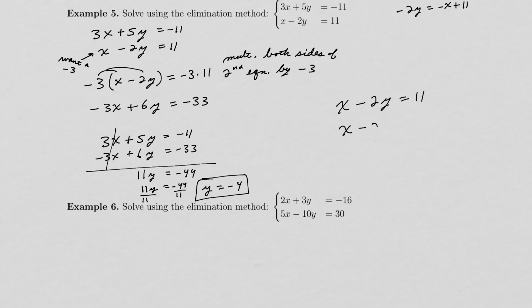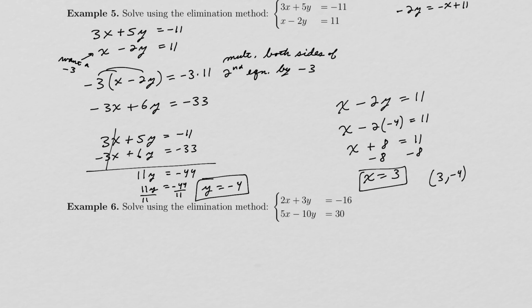So where I have a y now, I'm going to plug in a negative 4. And then if I solve for x, this is plus negative 2 times negative 4, which is positive 8, right? And then if I subtract 8, I'm going to get x is equal to 3. And that's my solution. So the ordered pair is going to be 3 comma negative 4. That would be my solution. Okay.